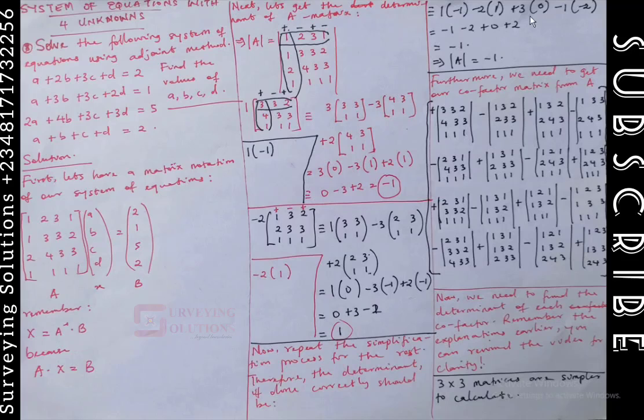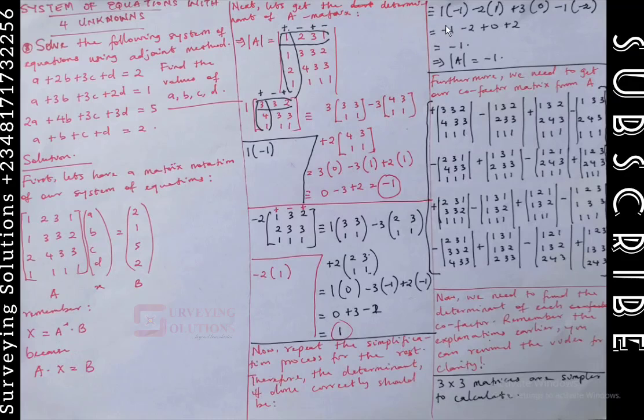Then if you've actually done it well, you should be having 3 into 0. So the determinant you're going to get from your third matrix is supposed to be 0, right? Good. Then minus 1, which is this, minus 1. Then the determinant you're going to get here should be minus 2.